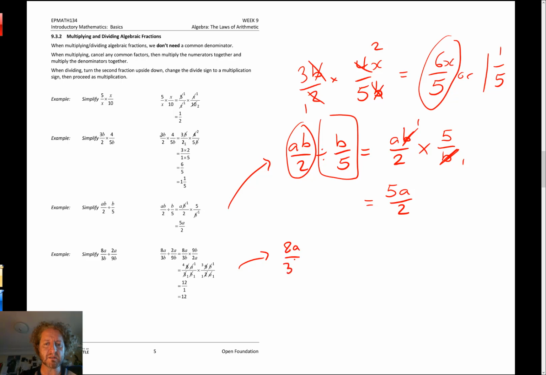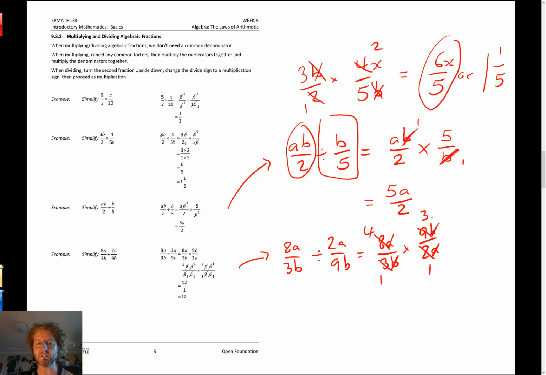8a on 3b divided by 2a on 9b. Well, leave the first one alone. 8a on 3b times 9b on 2a. There's an a on the top and the bottom. There's a b on the bottom and the top. Great. A 2 and an 8. No, it's all coming up Millhouse. I've got a single 2 there, and I've got 4 2's there. 3 and 9, I've got a single 3 here and 3 9's here. That becomes 3 4's on a 1 1. 12 and 1, that's just number 12. There are 12 of them in that.